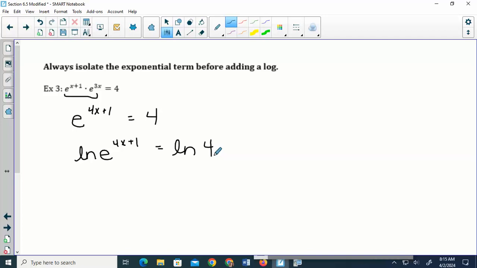What would I do here? Put the exponent to the front. Okay, and so now you can divide by your natural log of e, or if you had a log base 10, you divide by log of e, or we can just ask ourselves, natural log of e. Natural log is log base e, so it's saying e to what power equals e? 1. So that's why I like it so much, because when you get a natural log of e, that just turns into a 1. So we have 4x plus 1 equals the natural log of 4.